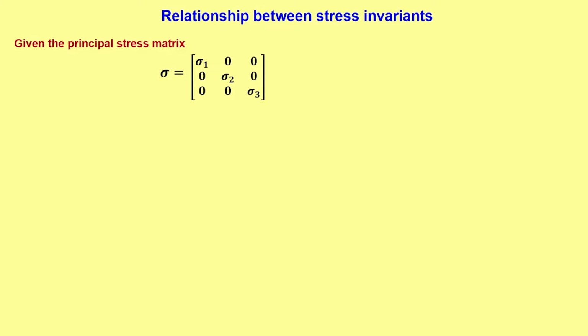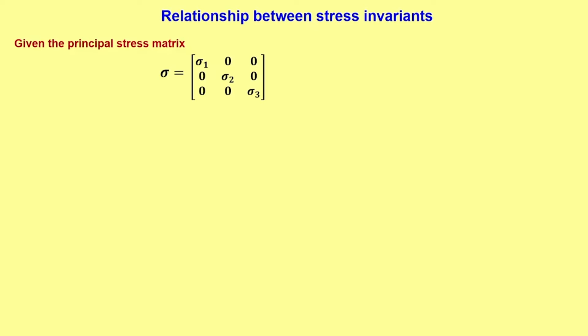In the last lecture we discussed invariance. We have seen the stress invariance, that means invariance of the stress tensor I1, I2, I3 and invariance of the deviatoric stress tensor J1, J2, J3. In this session, we will try to see some of the important aspects of these invariants and their relationships. Okay, so we are now given a principal stress matrix where sigma is equal to sigma 1, sigma 2, sigma 3.